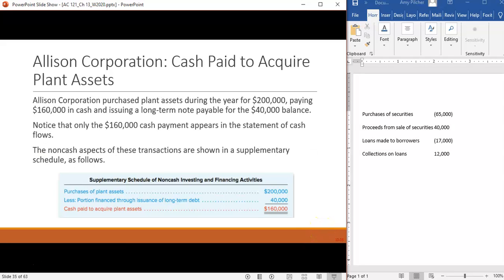We're also going to look at cash paid to acquire plant assets. It tells us that we purchased plant assets during the year for $200,000. We paid $160,000 in cash, and we took out a note payable for $40,000. The cash payment of $160,000 is the only part included in the statement of cash flows. So we would just have cash paid to acquire assets of $160,000.